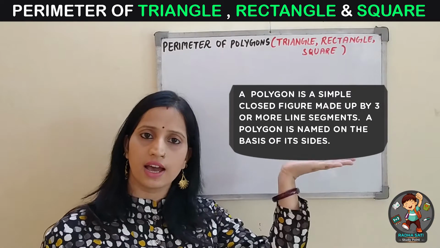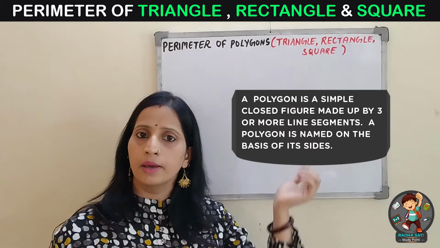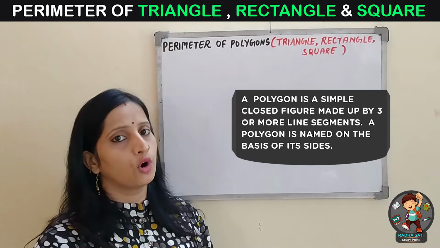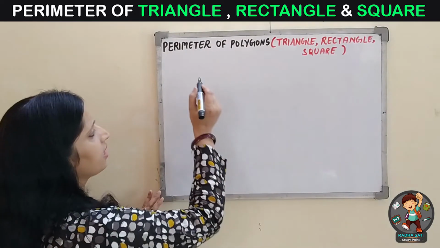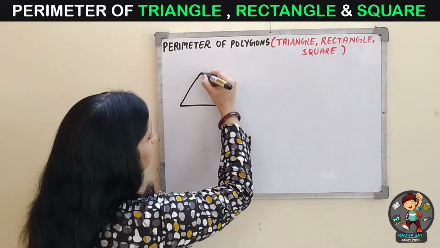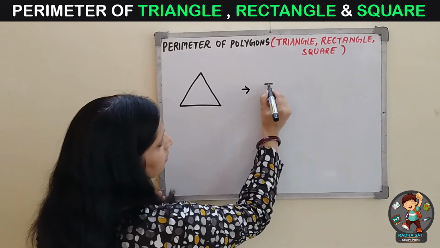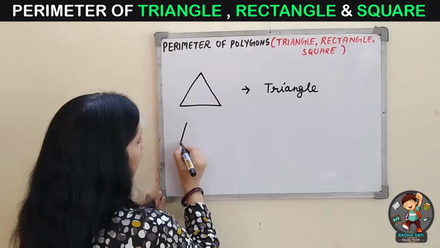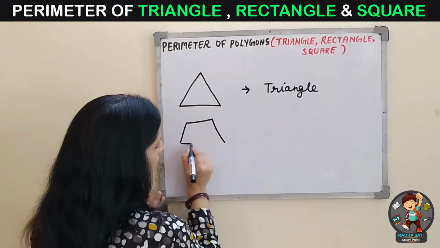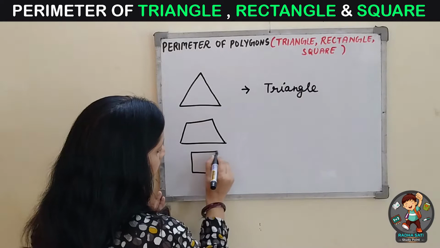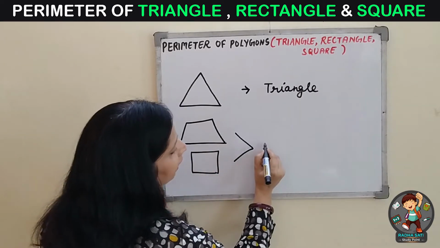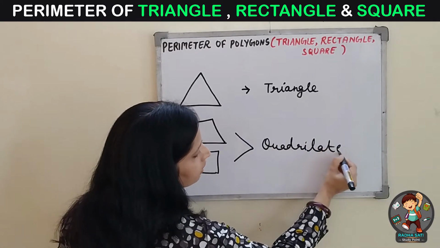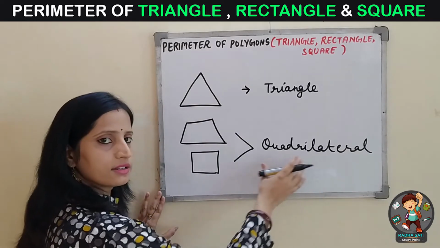A polygon is a simple closed plane figure made up of three or more line segments. A polygon is always named on the basis of its sides. For example, a polygon with three sides is known as a triangle. Any closed figure made up of four line segments like this is known as a quadrilateral. So a polygon with four sides is known as a quadrilateral.